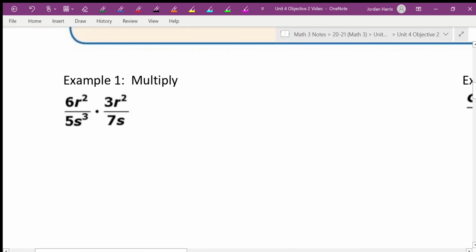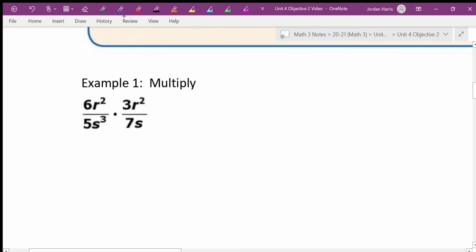Okay, so some polynomials are single terms like these, and these are kind of the easiest ones. You can simplify first, you can simplify second. I would recommend simplifying first if you can. In this case, nothing actually simplifies. So it's a really easy one, we just multiply across.